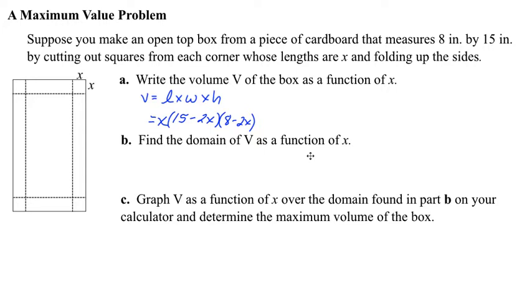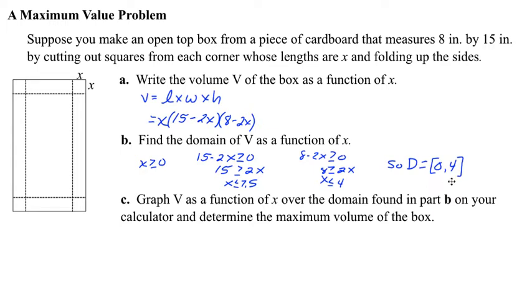To find the domain of the function of x, we need to think about what values x can equal. Well, x must be a positive number, so x must be greater than 0. And each of these terms must also be greater than or equal to 0. So we can start by saying they're greater than or equal to 0 and then solving them. This one gives us x has to be less than or equal to 7.5, and the one on the right, x is less than or equal to 4. If we put those two together, the domain of our function is between 0 and 4.